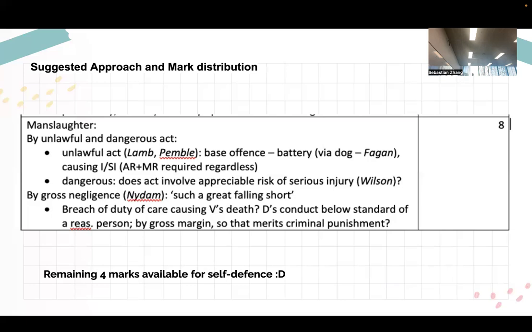And then we have dangerous, okay, it's the act involving an appreciable risk of serious injury. And then we quote the case, okay, great. Falling short of standard of care, breach of duty, okay, conduct below the standard of a reasonable person that merits criminal punishment. So that's where the 8 marks go. And then the remaining 4 marks go to self-defense. Maybe he thinks that the police came to him and want to kill him or whatever, which doesn't really make too much sense. But you still have to discuss whether self-defense applies in that case.